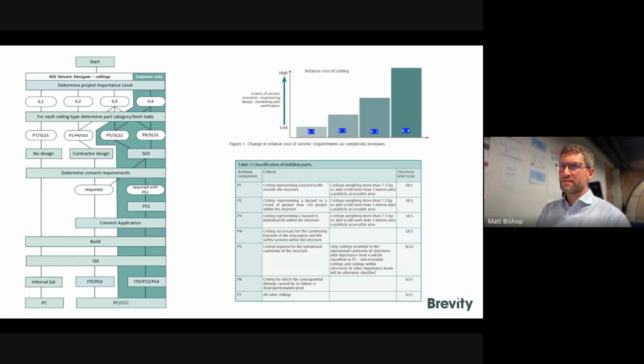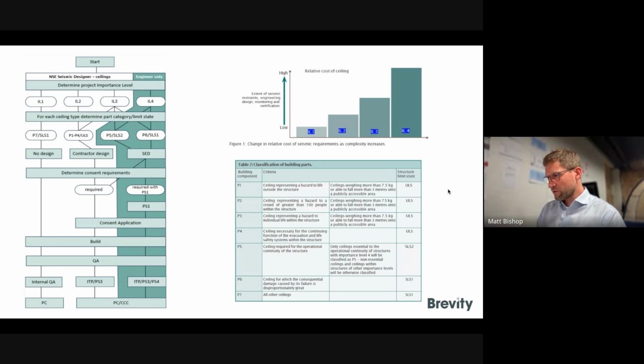Okay. Let's look at the P3 room, the one on the side here, the staff lounge. So that one's different. That one doesn't sit in the same category. That's a ceiling representing a hazard to individual life within the structure. Working through the ceiling type, that particular ceiling sits within our P1, P4 stage. It's a ULS design, which means a contractor-led design using a tool to figure out what the scope of that particular ceiling is. However, being a hospital, we're over on this side for everything else, which means the consent requirements are going to pull us through into a PS1, into the consent application, into the PS3, PS4 process.